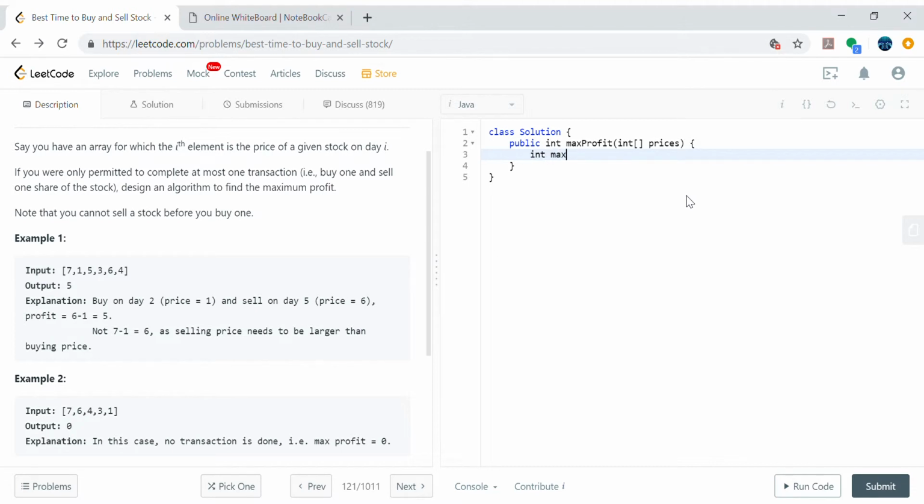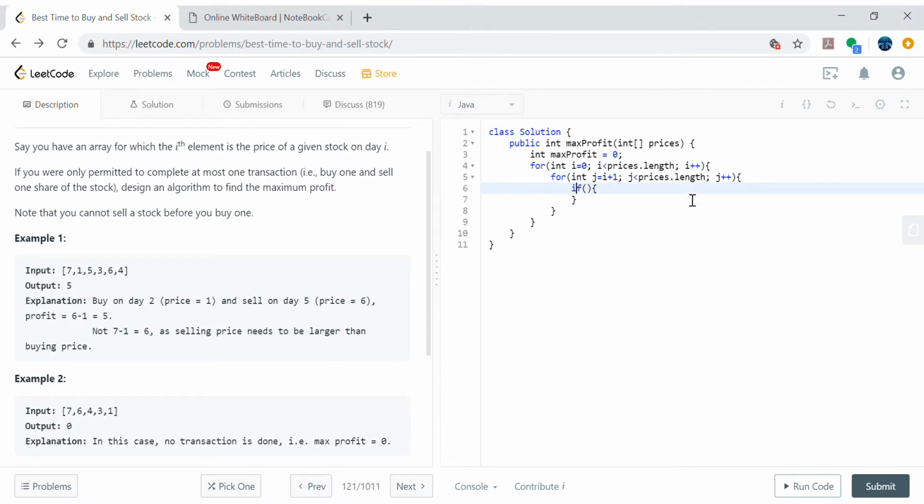I will take the maximum profit as 0, because I'm assuming that negative will not be a profit. Negative will be the loss itself, but not profit. So I will take each individual price and check the rest of the items in the array. So integer i equals 0, i less than prices.length, i plus plus, integer j equals i plus 1, j less than prices.length, j plus plus.